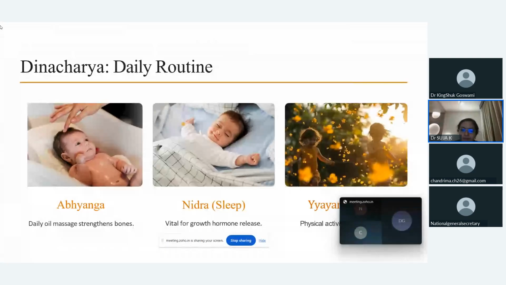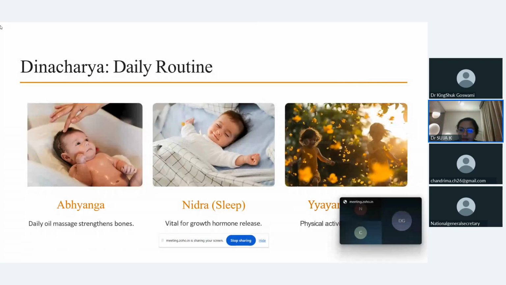So a baby or any child should sleep at the proper time and they should reduce the screen time. For infants, zero screen time is suggested. For more than 2 years, they can be given a maximum of 1 hour.